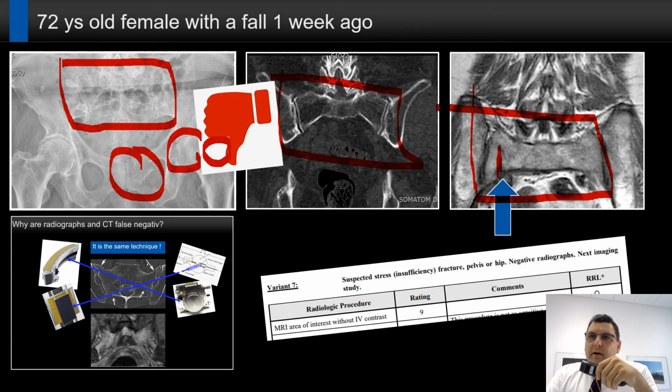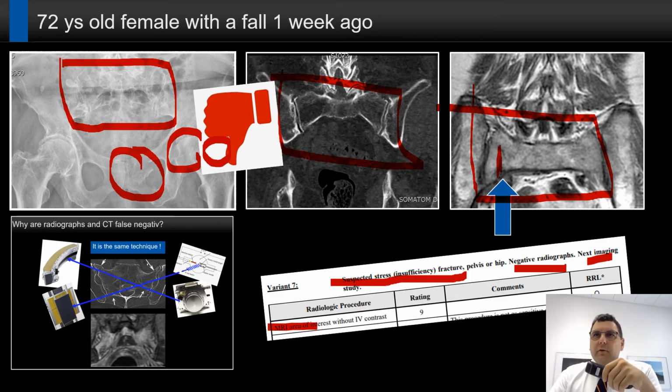The ACR guidelines also indicate this: suspected stress or insufficiency fracture of the pelvis and hip, negative radiogram, next imaging study should be MRI. So this is very important to remember, that you directly aim for an MRI in these patients.